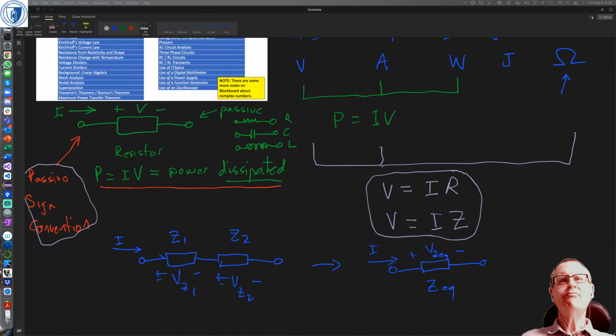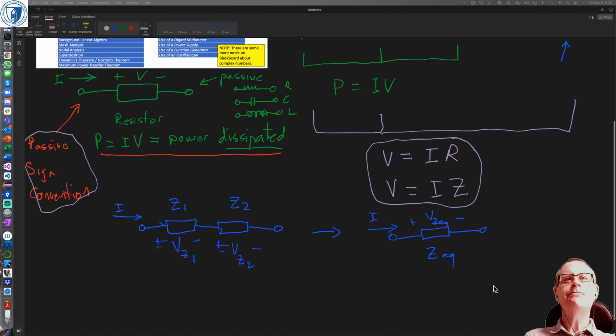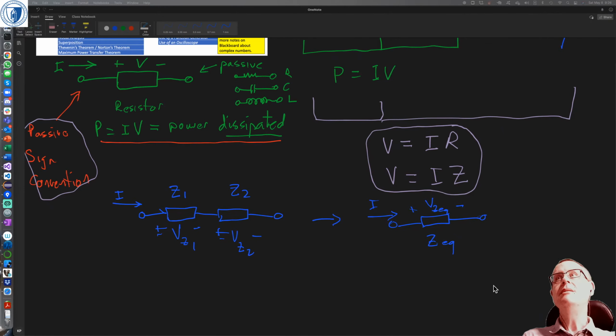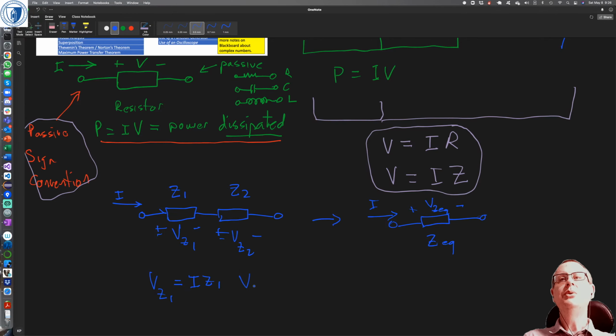Okay, so how does that work? Well, the way it works is we know from Ohm's law that VZ1 equals I times Z1, and VZ2 is equal to I times Z2.